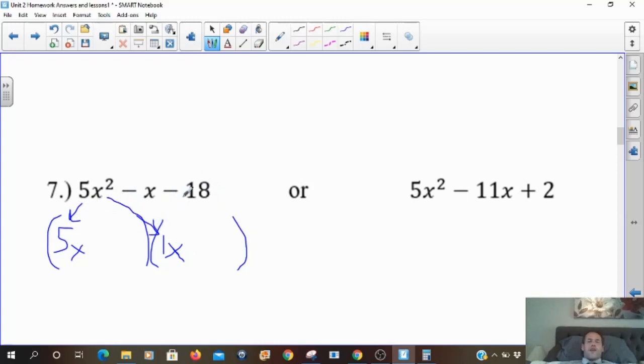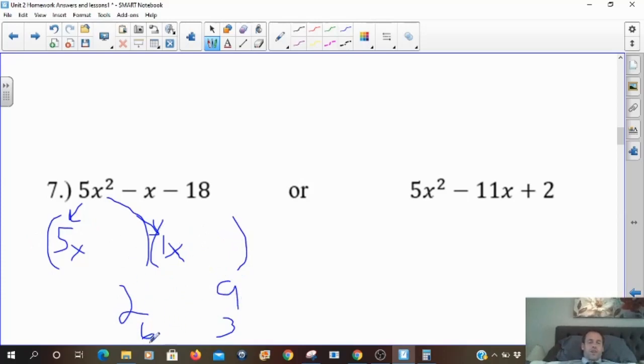And then what are factors of 18? Well, it could be 2 and 9 is 18. It could be 6 and 3. Or it could be 3 and 6. Or it could be 9 and 2. So there are lots of different options. This is called guessing and checking, basically. And so I'm going to try to think it through in my head.